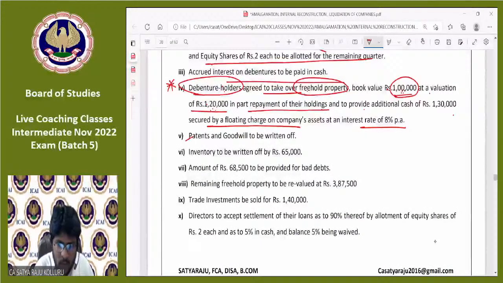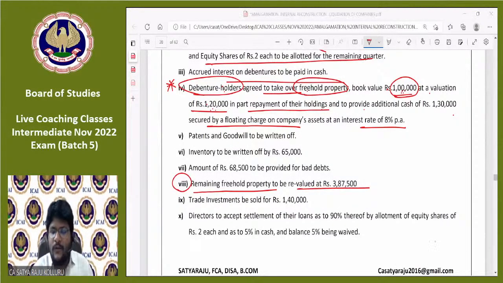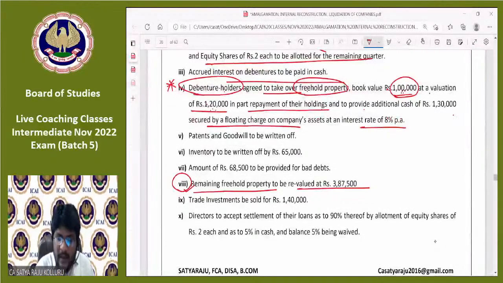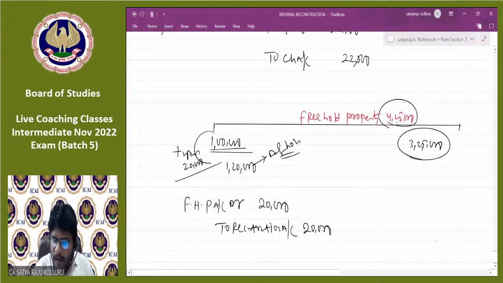Please check patents and goodwill. This not there. Inventory not there. Here, in point number 8. Come to point number 8. Remaining freehold property to be revalued at 3,87,500. If nothing was given, what can we assume? Remaining freehold property will be there at book value only. But here it was clearly given: remaining freehold property to be revalued at 3,87,500. Now this 3,25,000, if you revalue at 3,87,500, then may I know the upward revaluation profit? How much, guys?